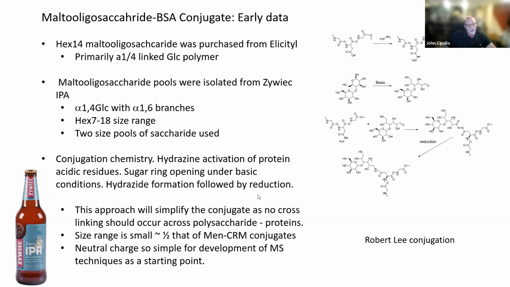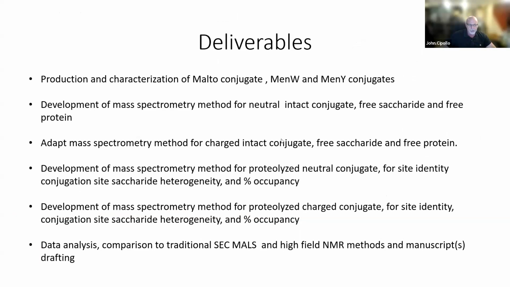And so we're starting out with a very small, almost oligosaccharide conjugate, and then moving to larger ones that are 2 to 3 times the size. So we'll start with neutral polysaccharide, and then move towards the more interesting charged forms. So this is what we're essentially hoping for.